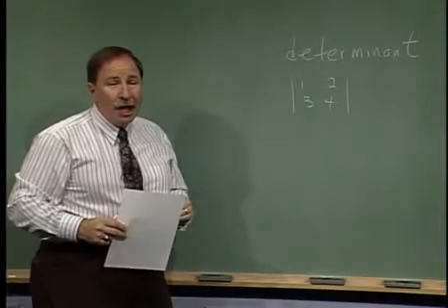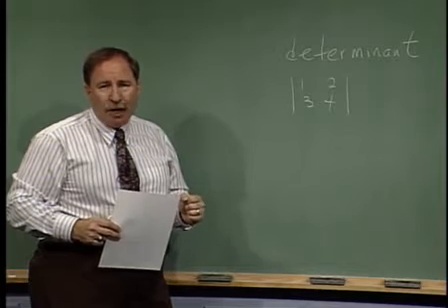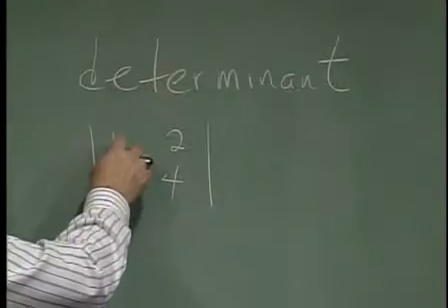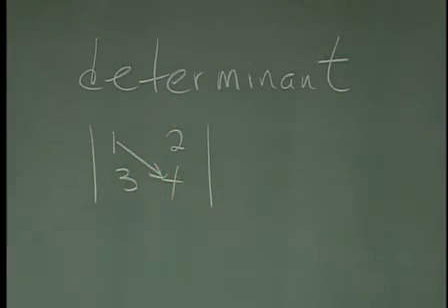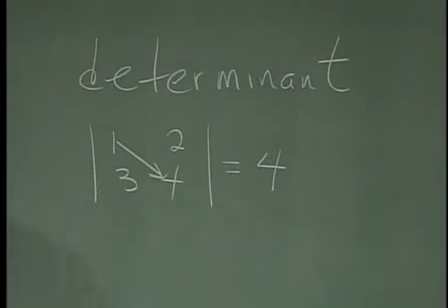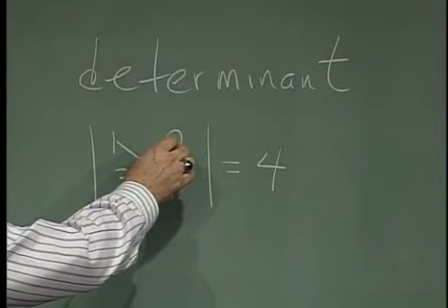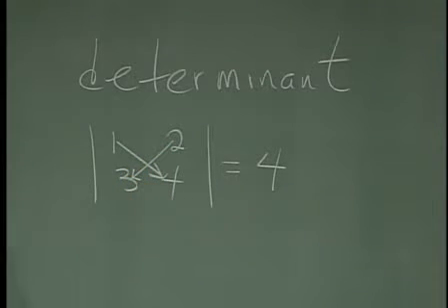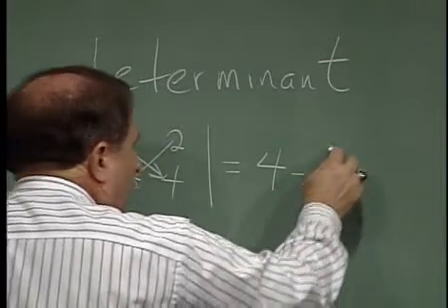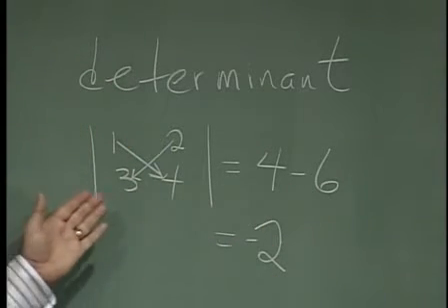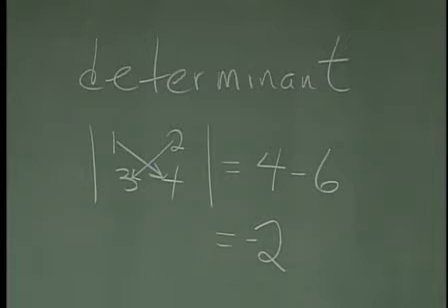It's a square matrix. And the way we get the determinant of a 2 by 2 matrix is really quite simple. We take the first row, first column, and the second row, second column, and I'll draw an arrow, and we multiply them. 1 times 4 is 4. And then we take the remaining numbers, the first row, second column, and the second row, first column, multiply them and subtract that from the first answer. Since 2 times 3 is 6, 4 minus 6 gives us a negative 2. So the determinant of this matrix is a negative 2.